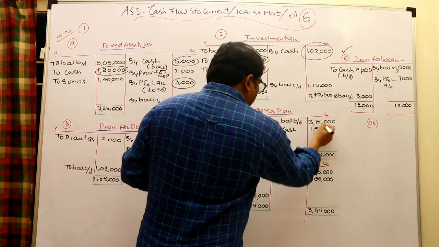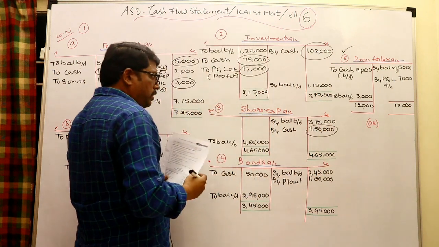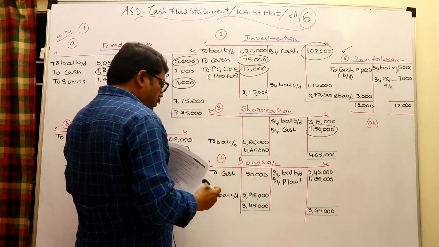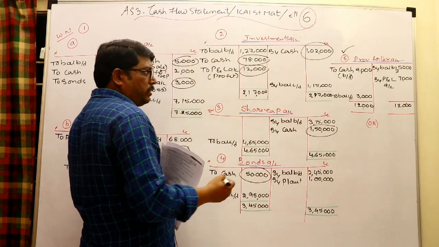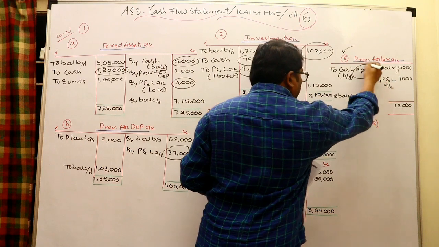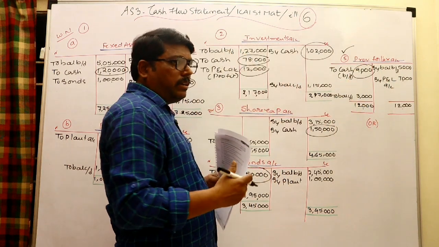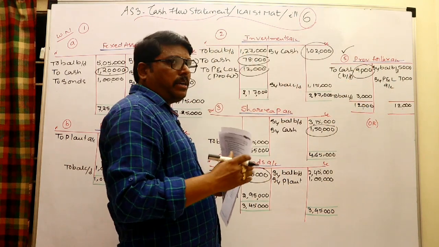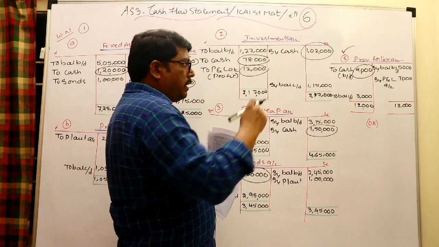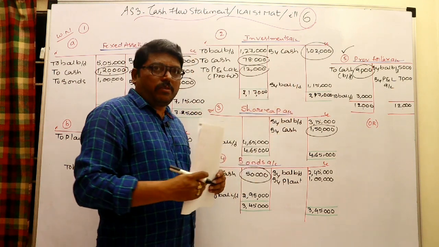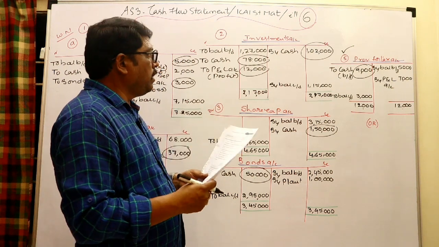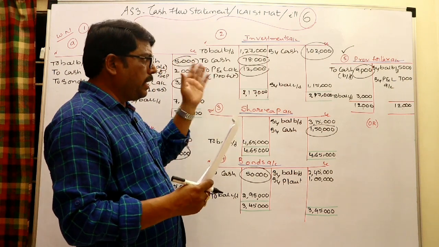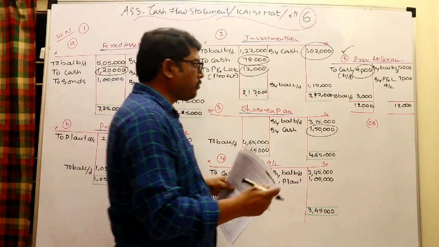Come to the share capital. Cash received by the issue of share capital is a financing activity. And repayment of bonds is a financing activity. Provision for tax should be added back, a non-cash item. Tax paid should be deducted from the indirect method while working out operating activities. Provision for tax should be added, tax paid should be deducted.